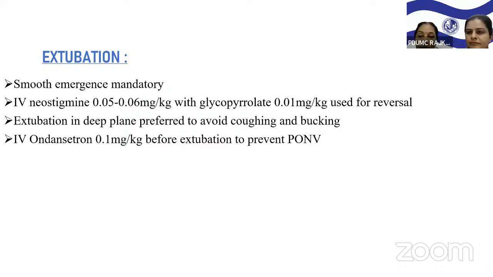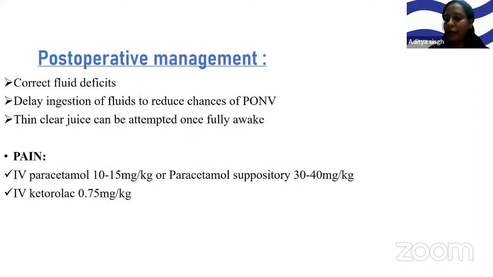So, analgesia, how will you give the analgesia? I'll just say post-operative, my concerns are post-operative nausea, vomiting, and pain management. For post-operative nausea and vomiting, we already give intraoperatively IV dexamethasone, and before extubation, we have given IV ondansetron. And we have to correct the fluid deficit, and we have to delay the injection of fluid until there is a reduction in postoperative nausea and vomiting.